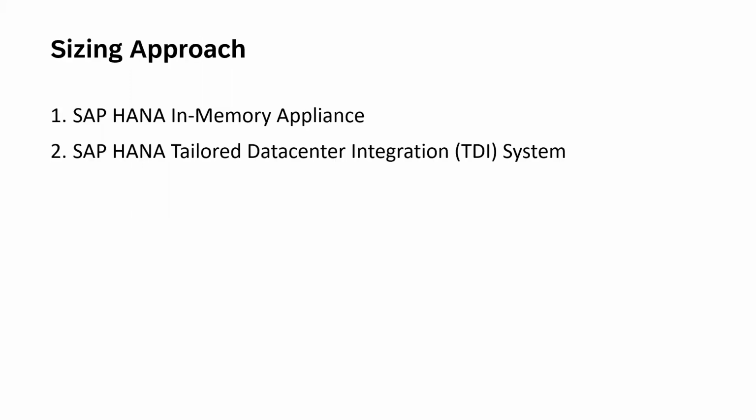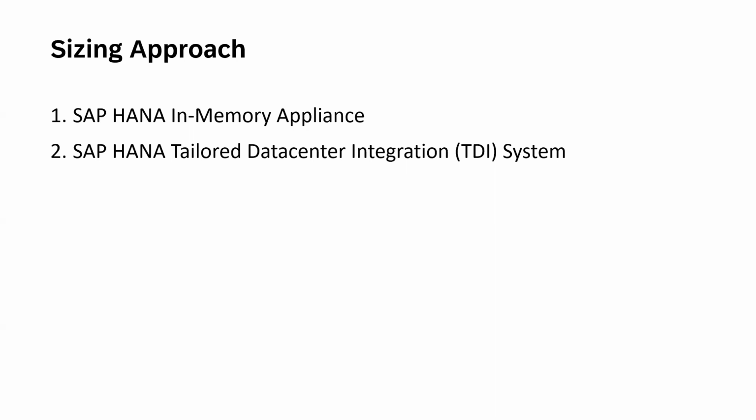Okay, so now let's move to the second topic, the sizing approach. Now we have seen the types of sizing. If you have brownfield sizing, you will run the SAP report and you will get the sizing: how much memory you want, how many processors you want, what the disk requirement is. So here you are quite clear. After getting this requirement, you have two types of sizing approach. One is the HANA appliance and the second is the TDI approach, TDI being tailored data center integration. Now, what is the difference between the SAP HANA appliance and the TDI?